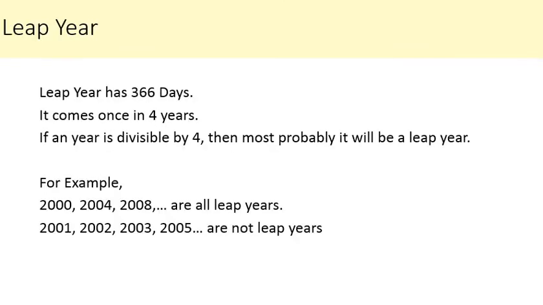A leap year has 366 days. It comes once in 4 years. All the other years have only 365 days. If a year is divisible by 4, then we call that a leap year. For example, 2000, 2004, 2008 are all leap years, and the other years which are not divisible by 4, like 2001, 2002, 2003, are not leap years.